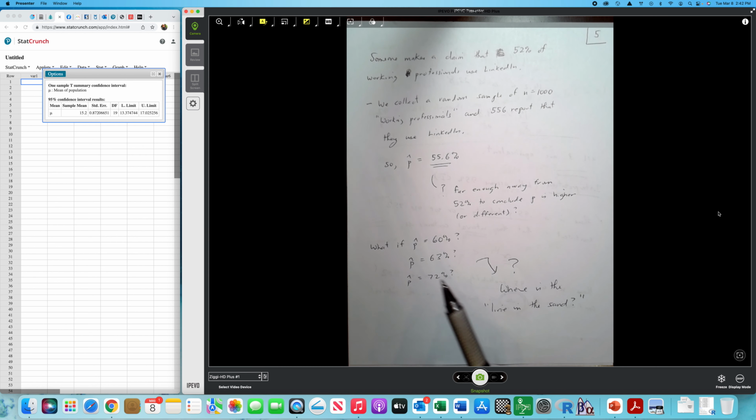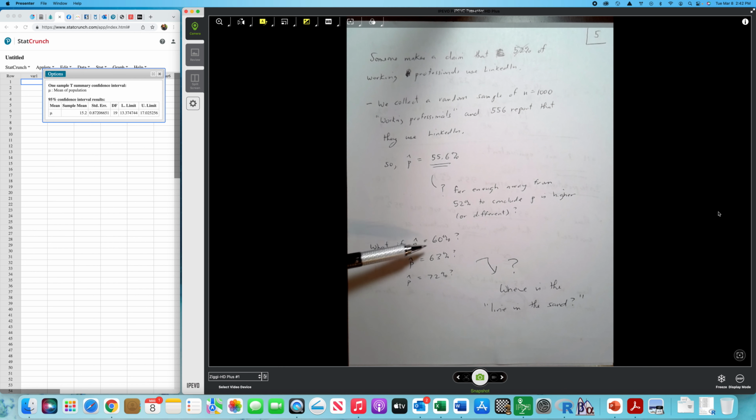Now, I want you to think about this. Is 55.6% far enough away from 52% for us to reject that claim? To reject the claim that is higher, or that is just different? Well, you might say, I don't know, 55.6 is pretty close to 52, right? So, well, what about 60%? Would that be far enough away?